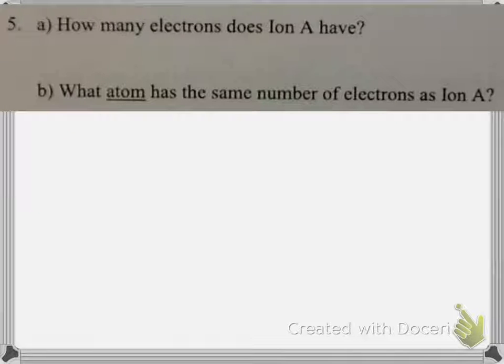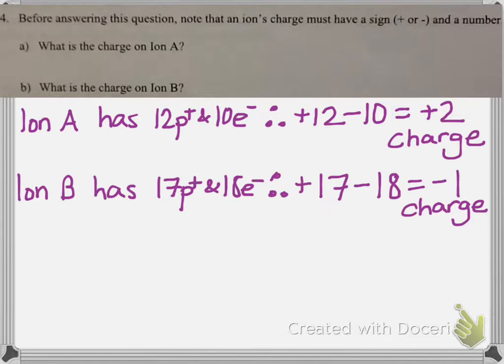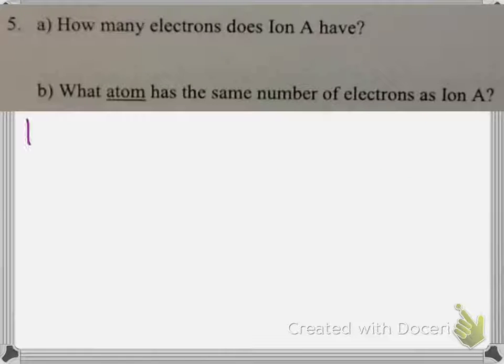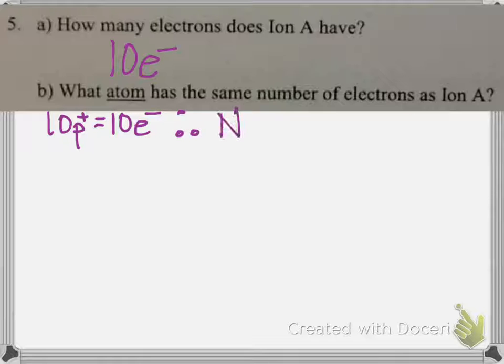Number 5. How many electrons does ion A have? Ion A had 10 electrons. What atom has the same number of electrons as ion A? So it's saying what neutral atom has 10 electrons. Well, if it's neutral and it has 10 electrons, that means it also has to have 10 protons. Therefore, it is neon.